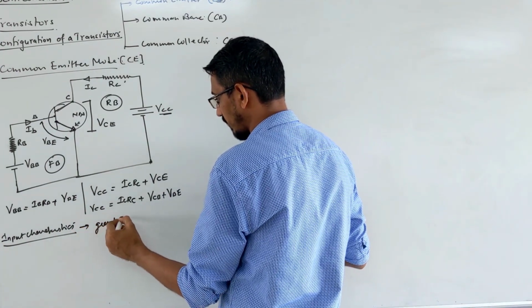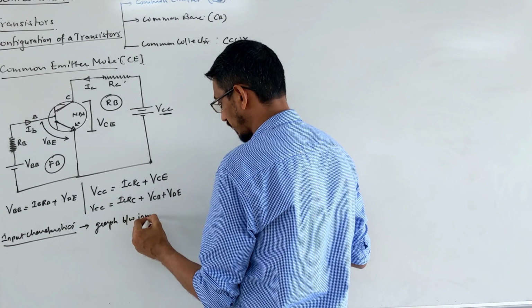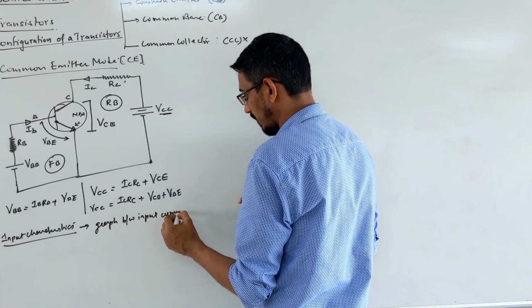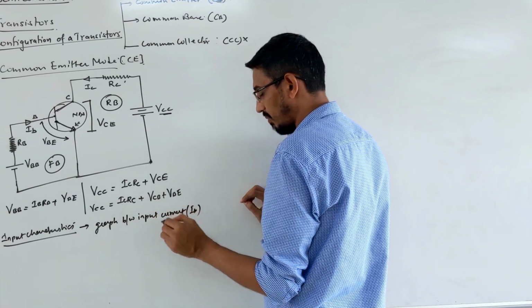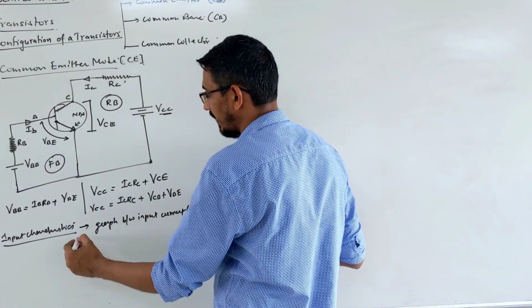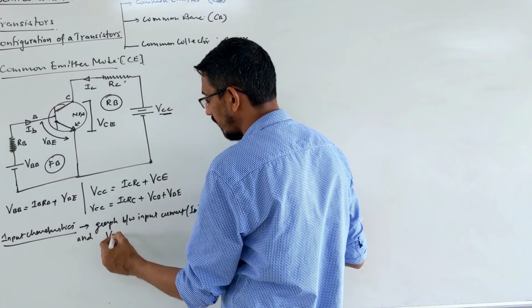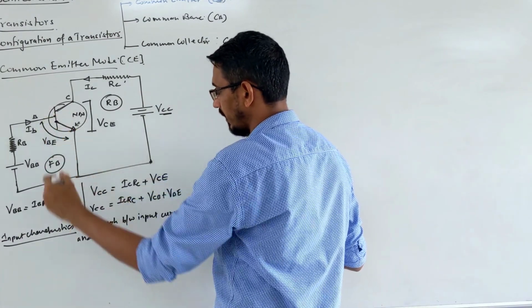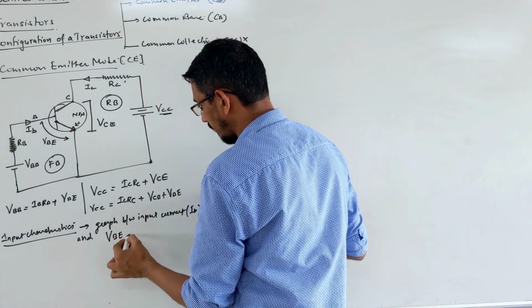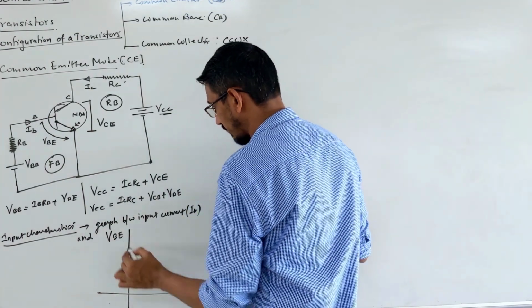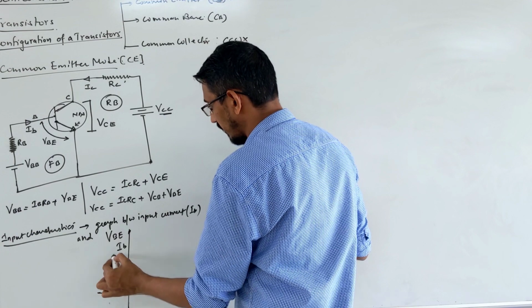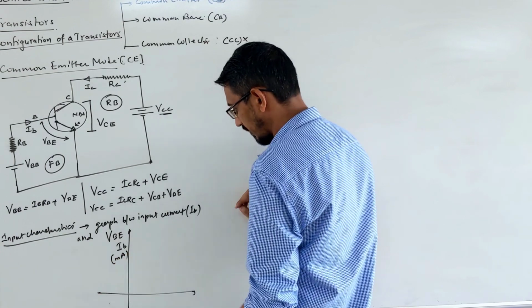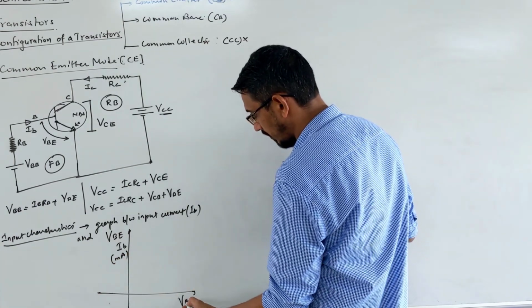Graph between input current, and who is the input current here? Obviously IB, base current, right? And VBE, this junction. Okay, so if you draw a graph, you know how the graph will look. This is the graph. IB, this current is in milliampere, versus your VBE.